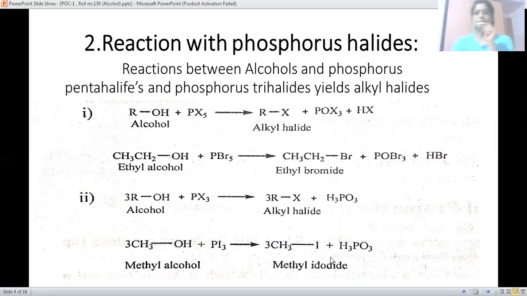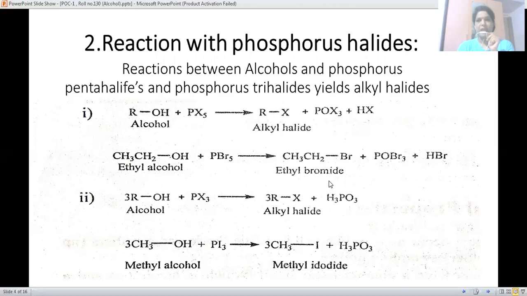Now, the second is the reaction with phosphorus pentahalide. In this reaction, we are just adding alcohol and phosphorus pentabromide. In this example, ethyl alcohol reacts with the pentabromo halide, with the formation of ethyl bromide.